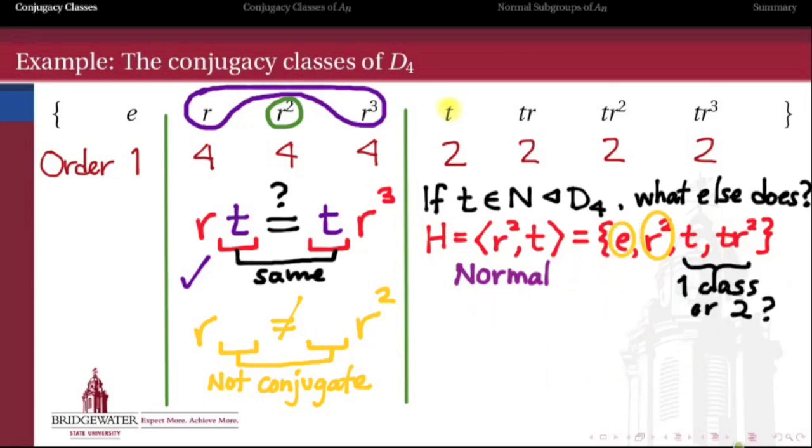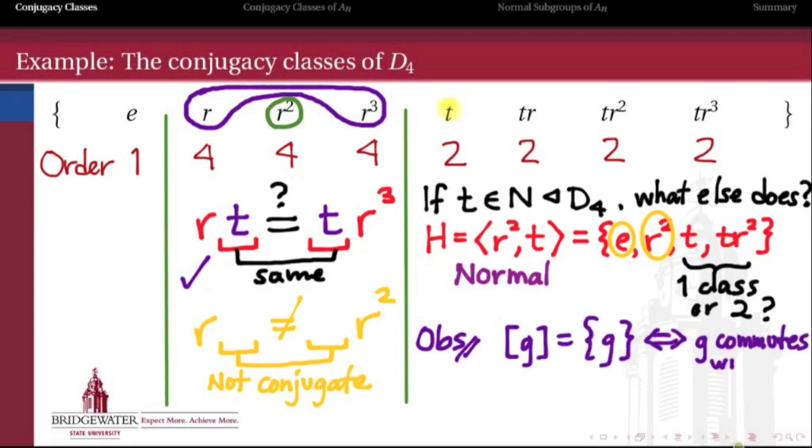Now we know already that E and R squared belong to conjugacy classes by themselves, but what about T and TR squared? Do they belong to the same conjugacy class, or do they each belong to their own conjugacy class? Here's an observation that'll make that a little simpler to think about. Observe that if an element in the group is the only thing that belongs to its conjugacy class, so the elements that are lonely in their own conjugacy class, that only happens when the element G commutes with everything in the group. In other words, when the element belongs to the center of the group.